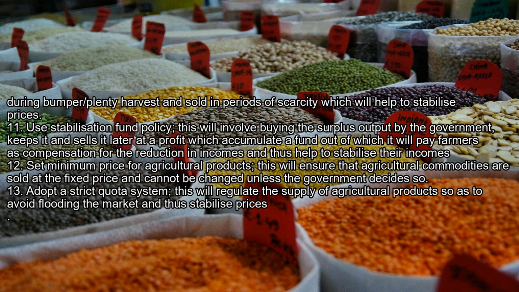This will ensure that agricultural commodities are sold at the fixed price and cannot be changed unless the government decides so. 13. Adopt a strict quota system. This will regulate the supply of agricultural products so as to avoid flooding the market and thus stabilize prices.